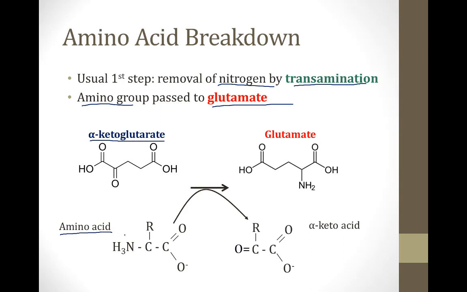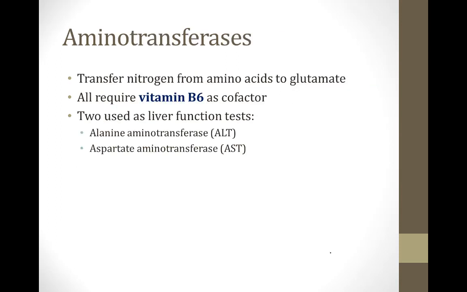What happens in the transamination reaction is this amino group here will be transferred to where this oxygen is attached on alpha ketoglutarate. The resulting structure is a molecule of the amino acid glutamate, which now has the ammonia group attached here, and the ammonia has been removed from the amino acid, and therefore we have an alpha keto acid structure. There are enzymes called aminotransferases for many of the different amino acids in the body, and all of them do the same thing. They transfer nitrogen from a specific amino acid to create a molecule of glutamate.